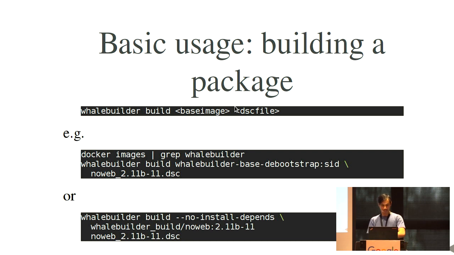As we saw before, this is how you build a package. When you build a package, WhaleBuilder will save the dependency image and give it a specific name. And you can force it to use that previously built image instead of building a new one. And this is how you do that. You just specify the image name and you say no install depends.